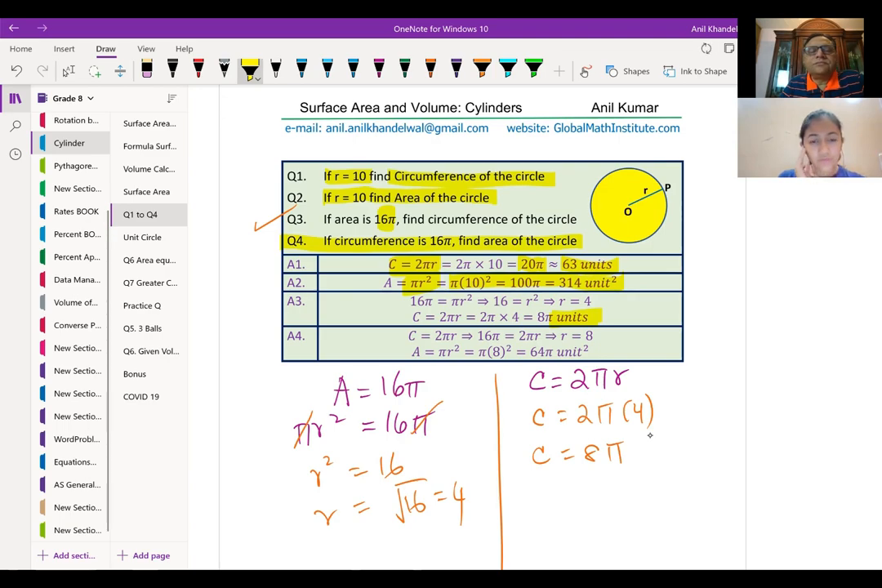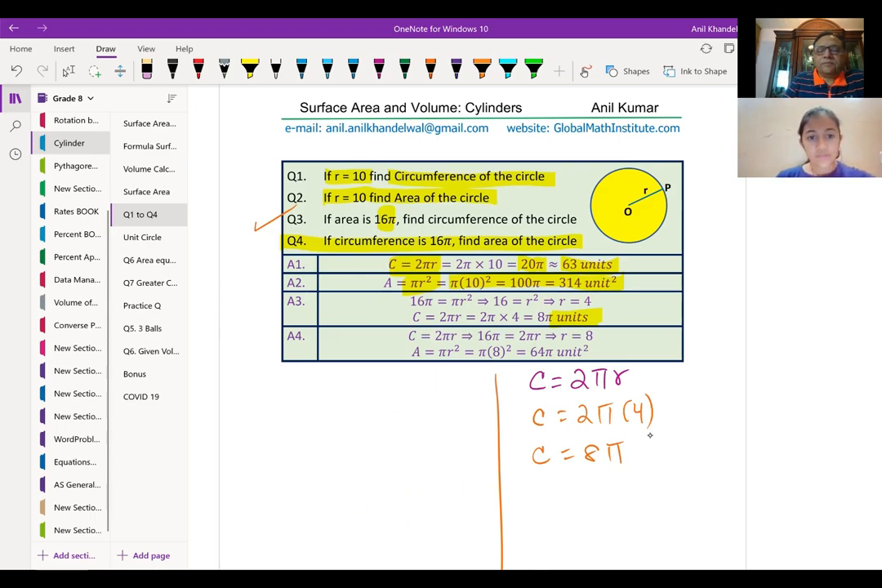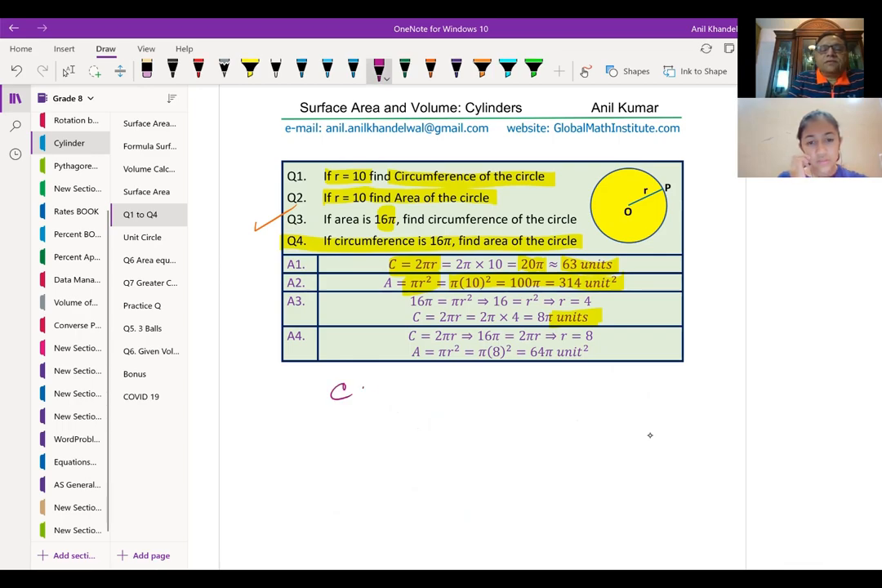4. If circumference is 16 pi, find area of a circle. How will you do this question? Tell me, explain. Okay. Circumference is given 16 pi and the formula is 2 pi r. And therefore, we can find what r is. So 16 pi divided by 2 pi is equal to r. So you can calculate the radius, right? Yes, 8. So from the circumference, you find this radius.